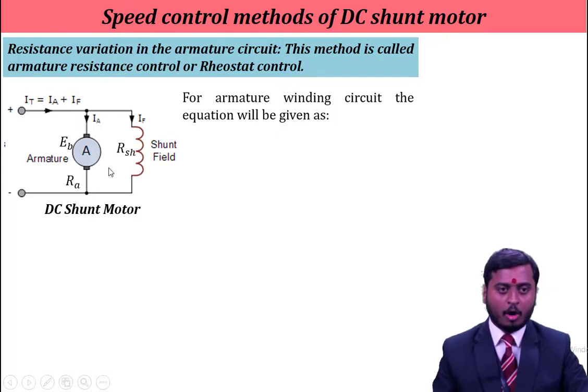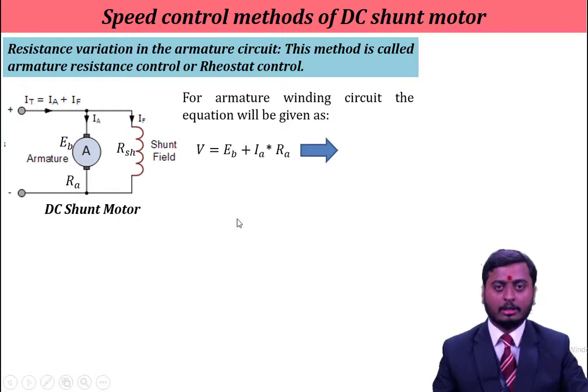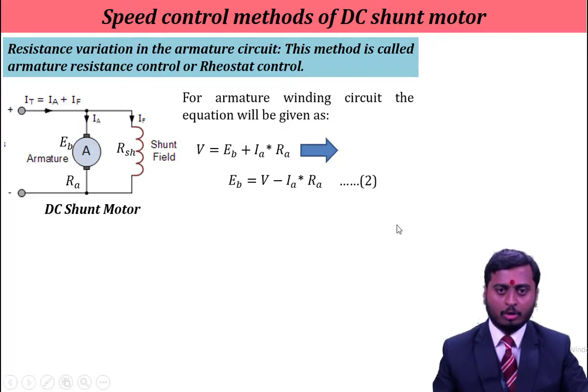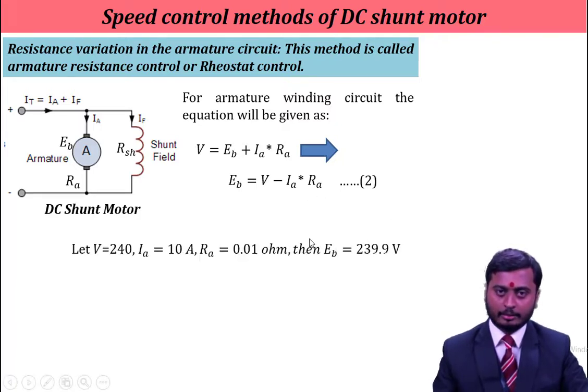So therefore, for this armature winding circuit, we can write an equation as whatever voltage is applied: V equal to EB plus IA RA. Now from this equation, we can write the equation for EB, and treat this equation as equation number 1. So EB equal to V minus IA into RA.